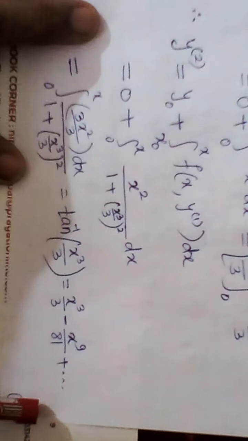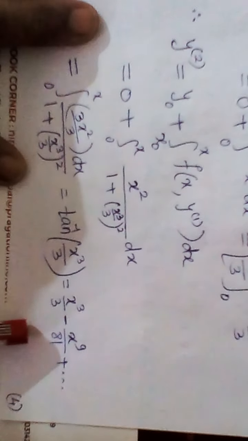So what you observe? The first approximation gave you x cube by 3 only. And the second approximation goes one step ahead. From x cube by 3, it is subtracting x raised to 9 by 81. And you know the next values are going to be still smaller than that. So this approximation is enough for us.